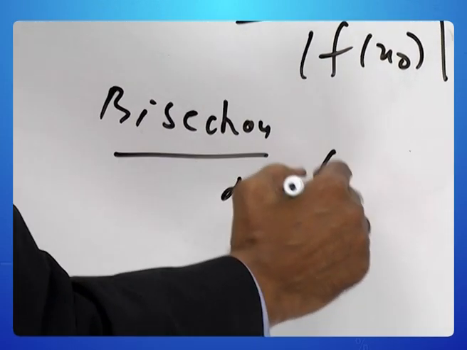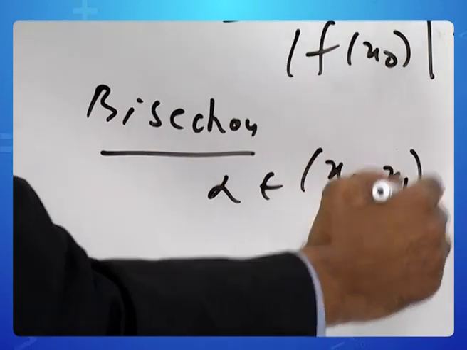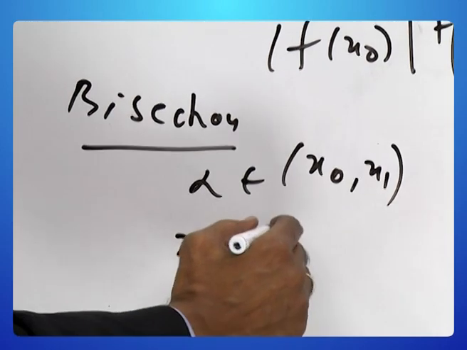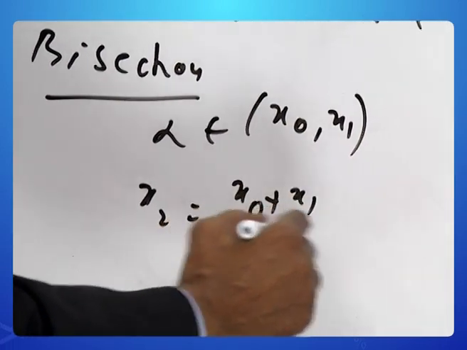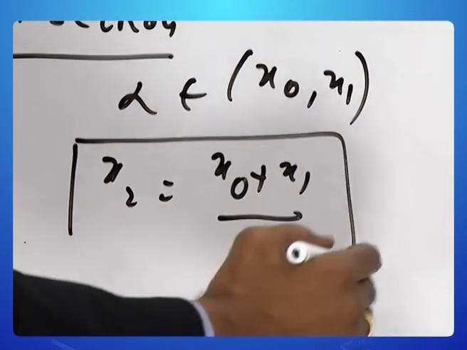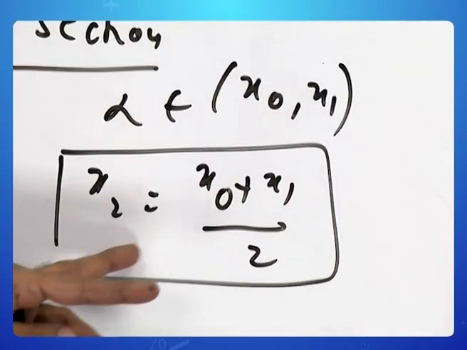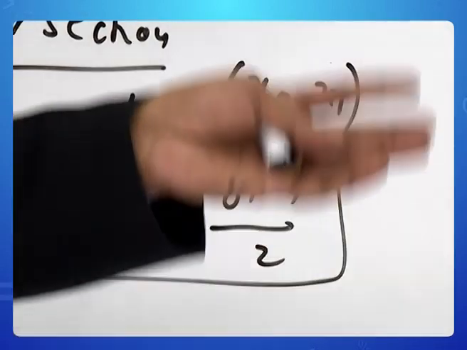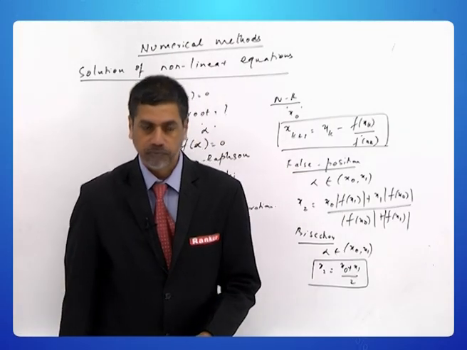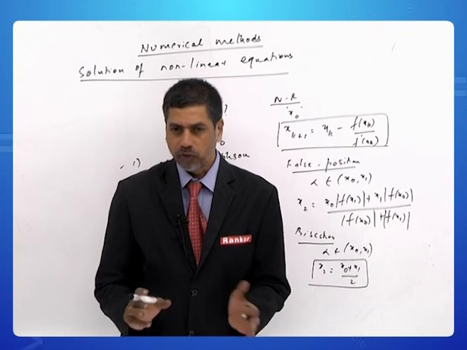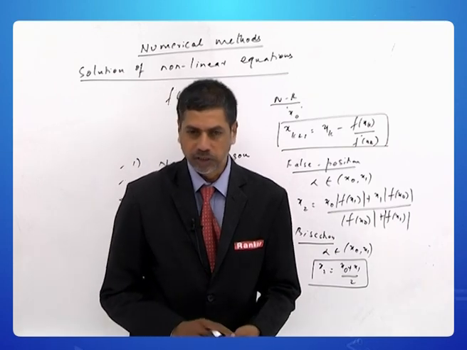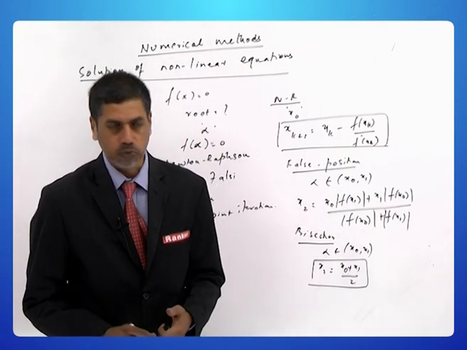And then when it comes to bisection, if the root lies between x0 and x1, then x2 is just the midpoint of these two points. Then you will have to see whether the root lies between x0 and x2 or x1 and x2, and accordingly bisect that interval and then proceed.